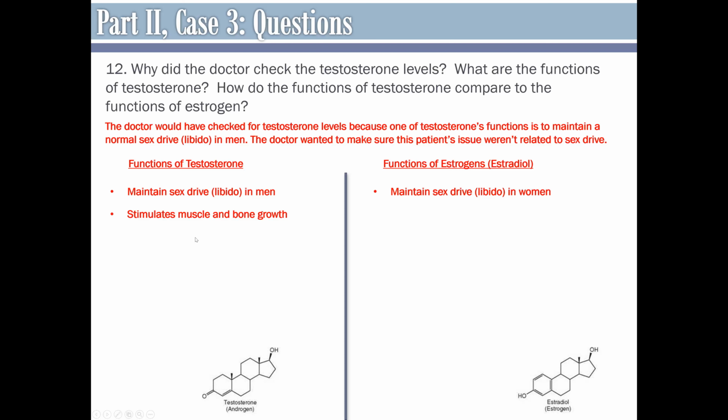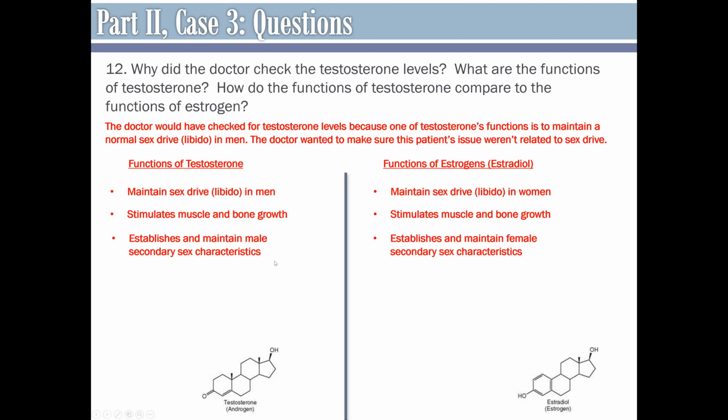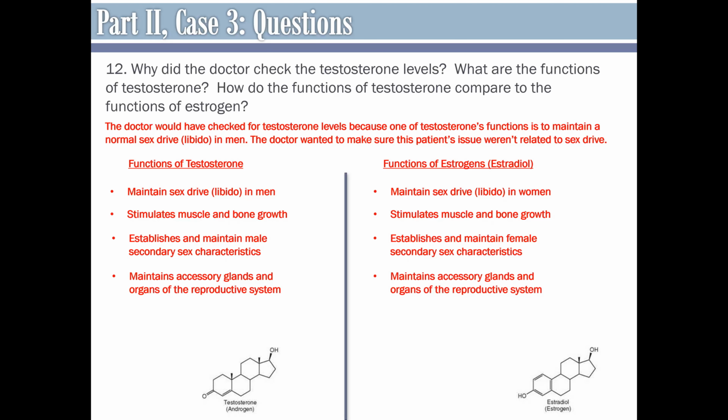Testosterone stimulates muscle and bone growth. Estrogens stimulate muscle and bone growth. Testosterone establishes and maintains male secondary sex characteristics. Estrogen establishes and maintains female secondary sex characteristics. Testosterone maintains accessory glands and organs of the reproductive system. Estrogen maintains accessory glands and organs of the reproductive system. So far, if you remember one list, you've essentially memorized the other list.